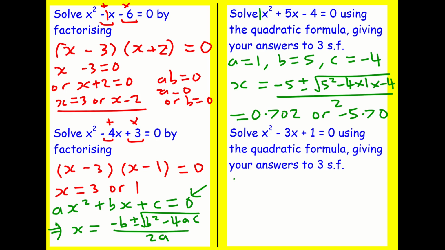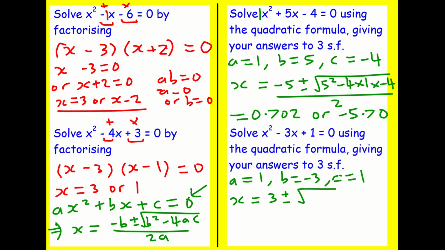This one's a little bit sneakier. We just need to be careful. I still get a equals 1, but now I get b is -3 and c is equal to 1. So when I solve it, this is what I get. It's actually going to be -3, so I'm just going to write +3.